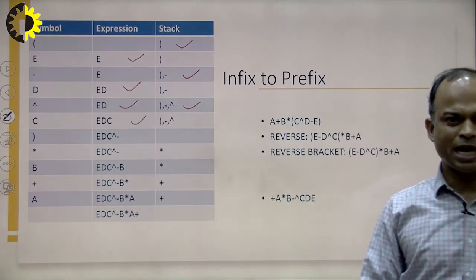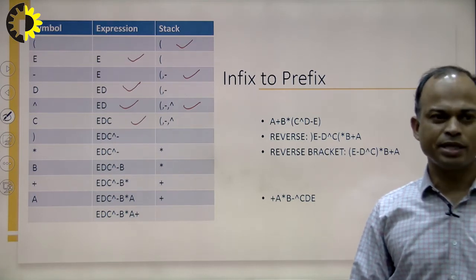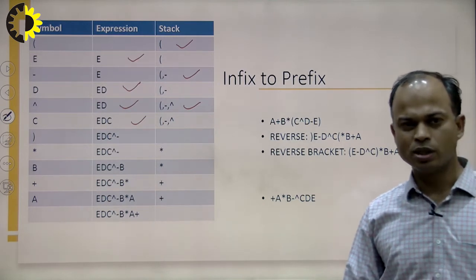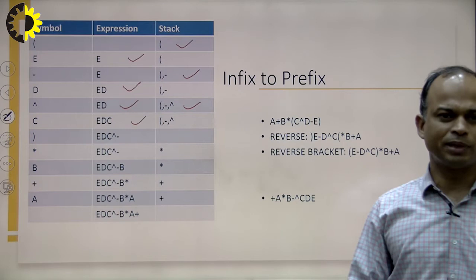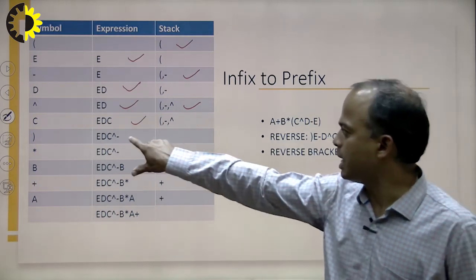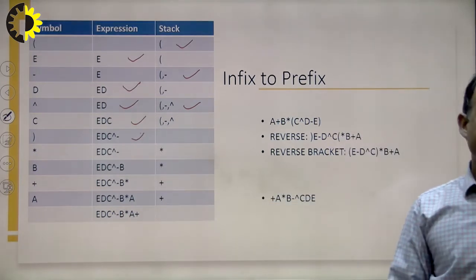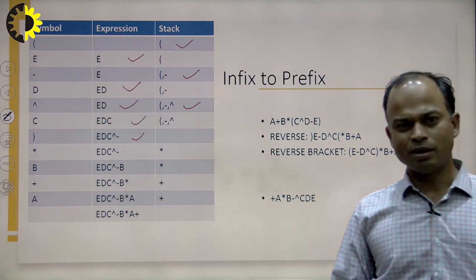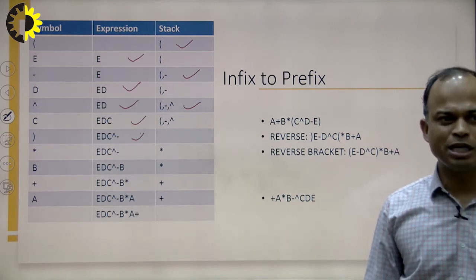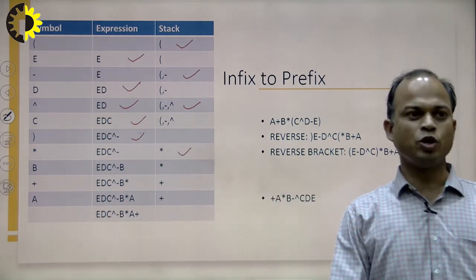And now we have the closing parenthesis, and if a closing parenthesis comes, all the operators are popped from the stack until the open parenthesis. Therefore we have popped the power symbol and minus from the stack. Now after the close parenthesis we have the multiply symbol. Therefore multiply is pushed onto the stack.